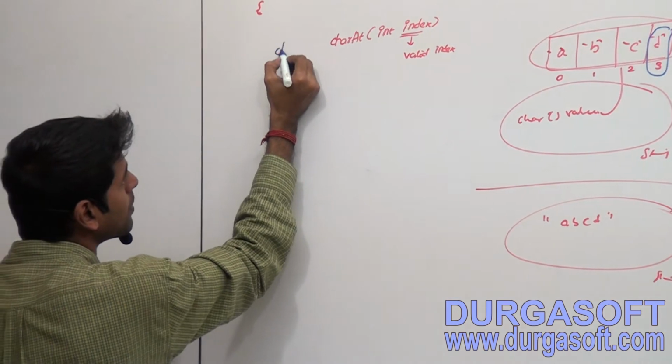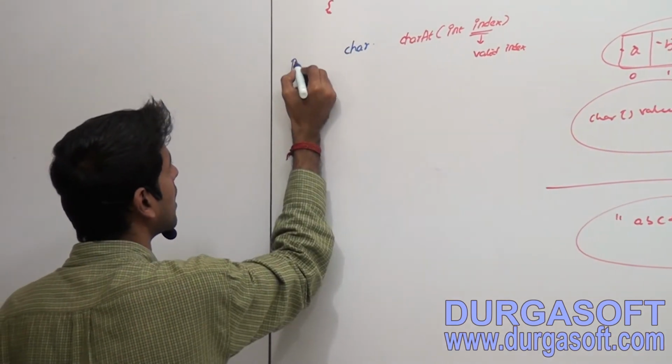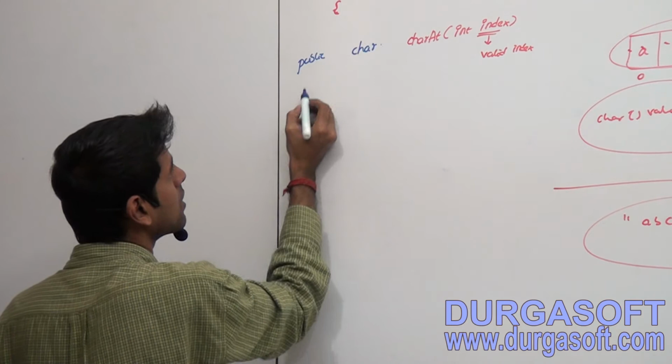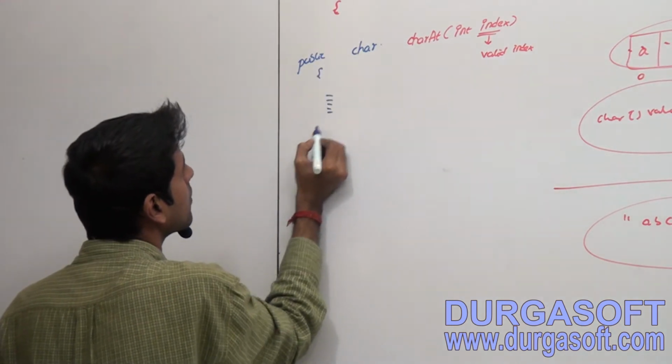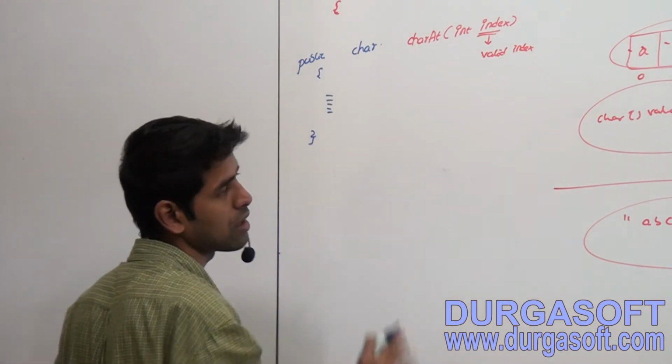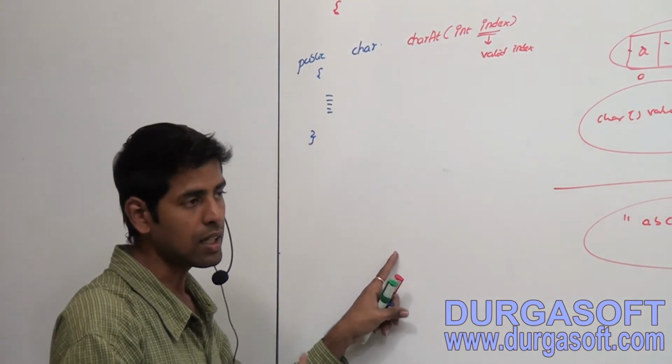So this method's return type is char and it is a public method, friends. It has that implementation.